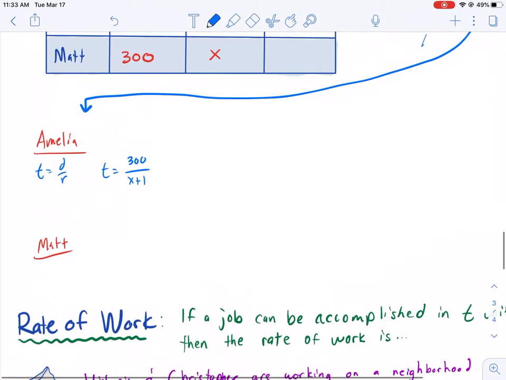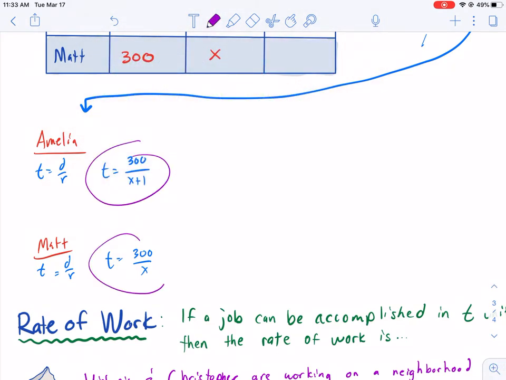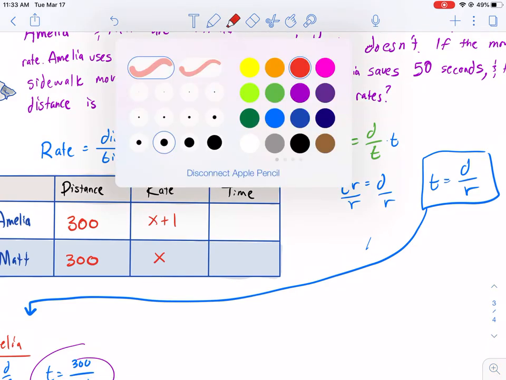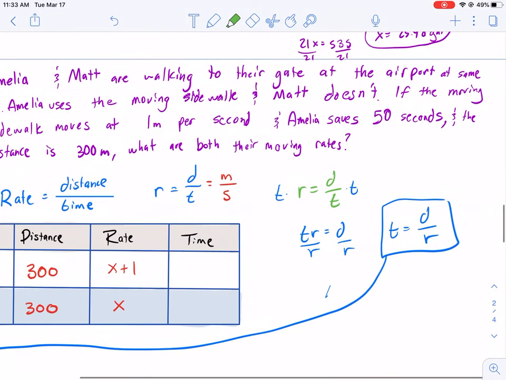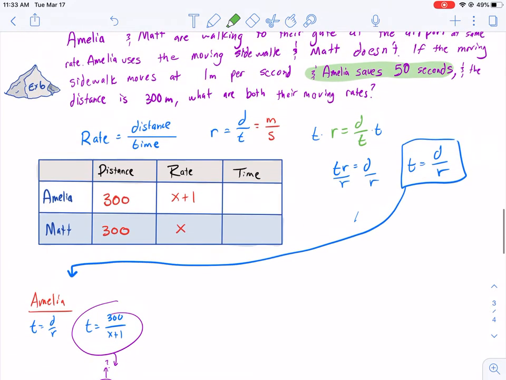Matt's is going to be very similar. t equals the distance divided by r, so t equals 300 over x. Now, how do their times compare? Are they the same? That's the question. And the answer is no. If we look back to the problem, we see that Amelia saves 50 seconds. So their times are not identical. Otherwise, they would have got there at the same time and they would have the same speed. But instead, Amelia is 50 seconds faster.